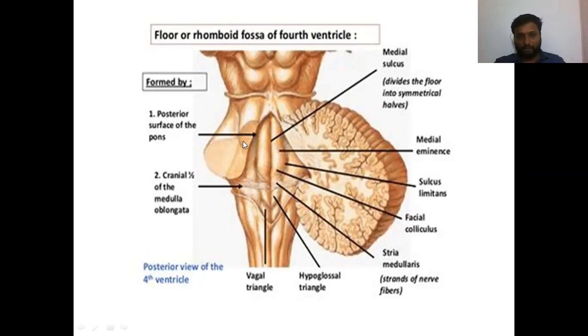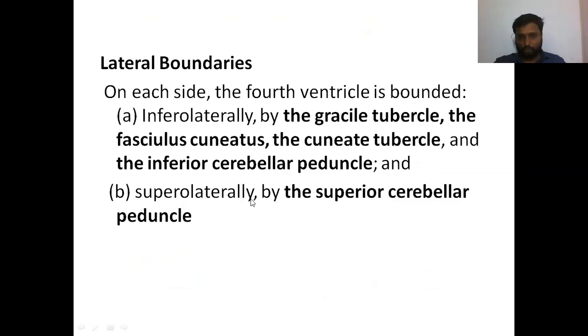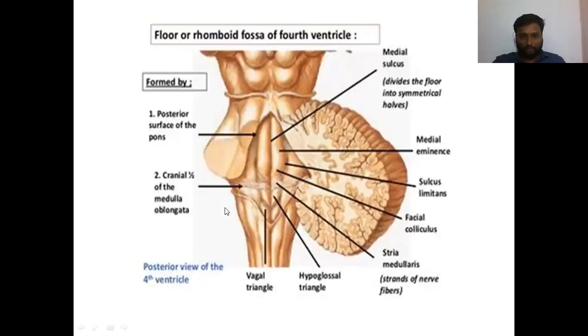Superiorly, the superior cerebellar peduncle. Supralaterally, superior cerebellar peduncle. Inferolaterally, gracile tubercle, then cuneate tubercle and inferior cerebellar peduncle. Okay, clear? You see it again: gracile tubercle, cuneate tubercle, inferior cerebellar peduncle in the inferior part on either side. Then the superior part, that bundle, we already told you, is the superior cerebellar peduncle.